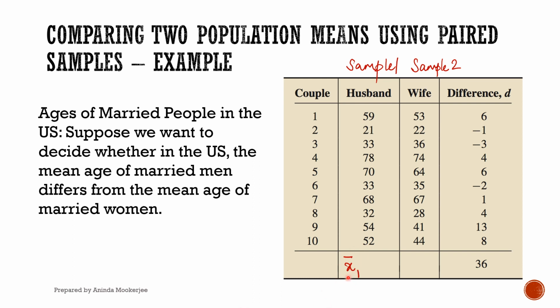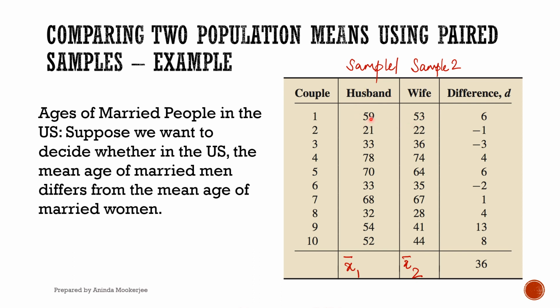Okay, we cannot take the mean of all the ages of the husbands and come up with a single x bar value. Neither can we just sum up and find the mean of all the wives' ages and come up with an x bar too, because we are comparing the age of each couple. So what we have to do is take the difference for each individual couple.